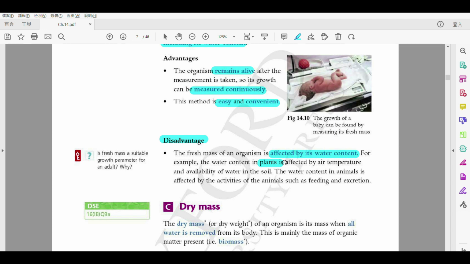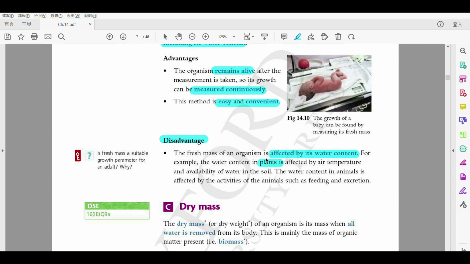So for example, if we're talking about plants, the time you measure the fresh mass of the plant, before you give water to it, or after you give water to it, both are the fresh mass, right? But then the fresh mass you get will be very, very different. Okay, so this is the first one.